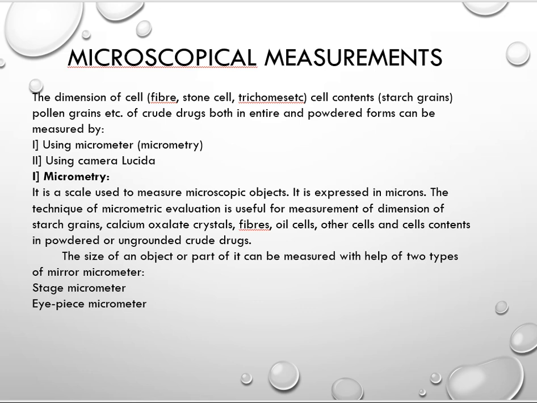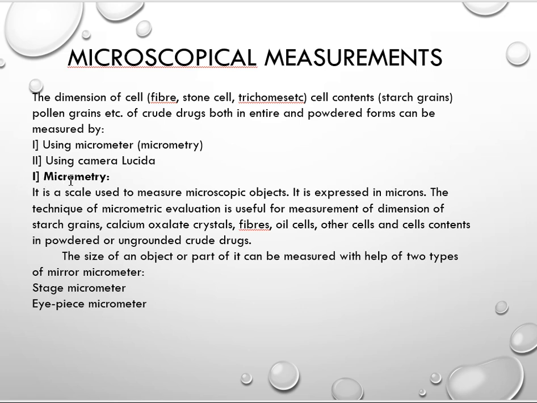Now we move to a very important topic, that is microscopical measurements. The dimensions of cells, that is your fiber, stone cell, or trichome, and cell contents such as your starch grains, pollen grains, etc. of crude drugs, both in entire and powder form, can be measured using two instruments or two apparatus, that is your micrometer, which is micrometry, and your camera lucida. Now micrometry is a scale which is used to measure microscopic objects. It is expressed in microns.